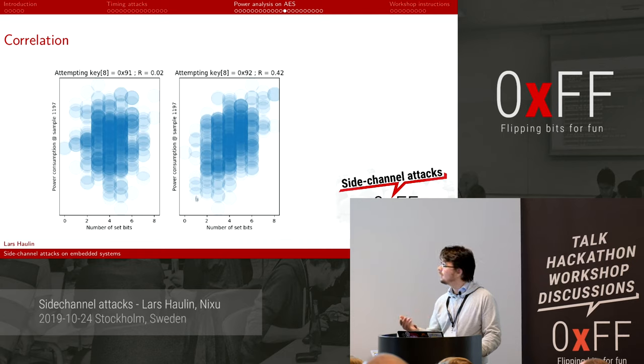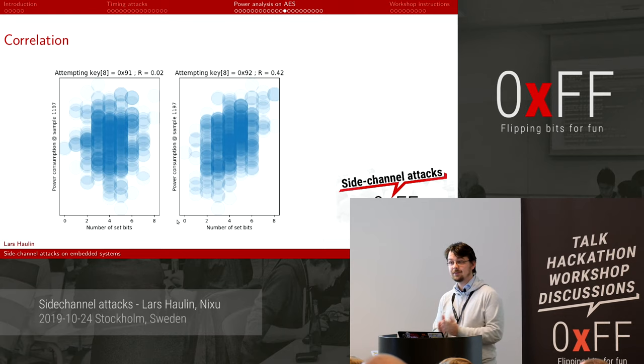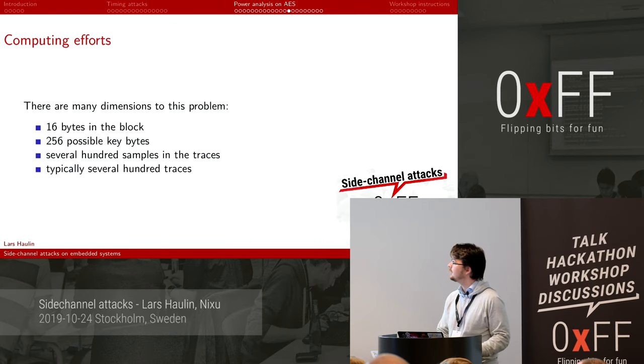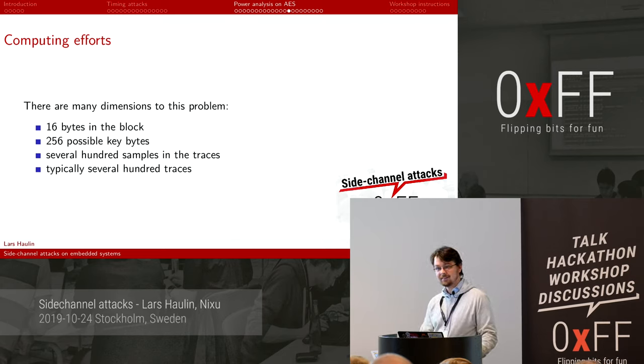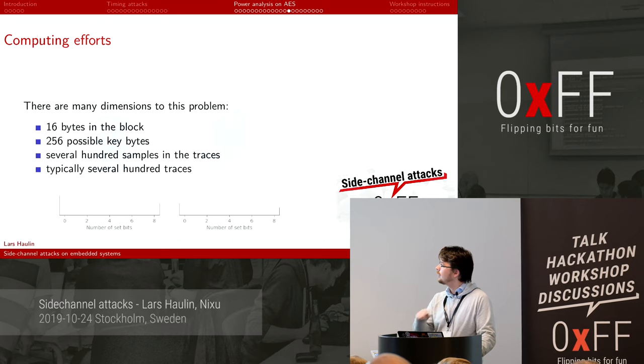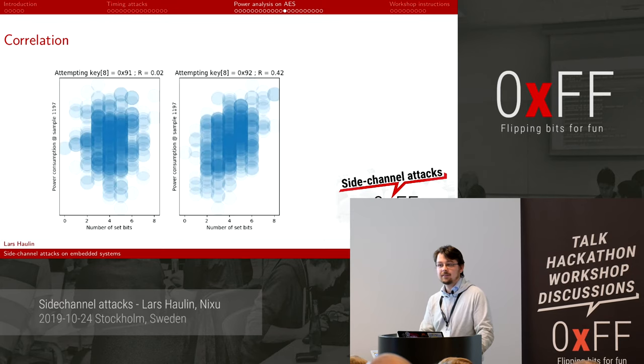But there is still a lot of combinations. We have 16 bytes in the block. So we need to do this for every byte to get all the key bytes. For every key byte, there are 256 possible keys. And there are also lots of positions where you could be. This correlation was in a specific place only, so you need to do this for all times. And there are typically several hundred traces that you have captured to do this kind of measurement.